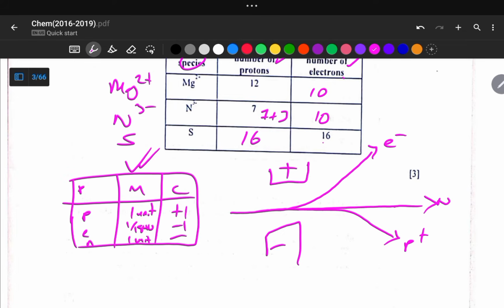Why? Because they are neutral. And then electrons are attracted to the positive electrode. Why? Because they are negatively charged. So unlike charges attract, and like charges repel. So electrons are deflected first. So you should also take note that electrons are deflected first, right, before protons.